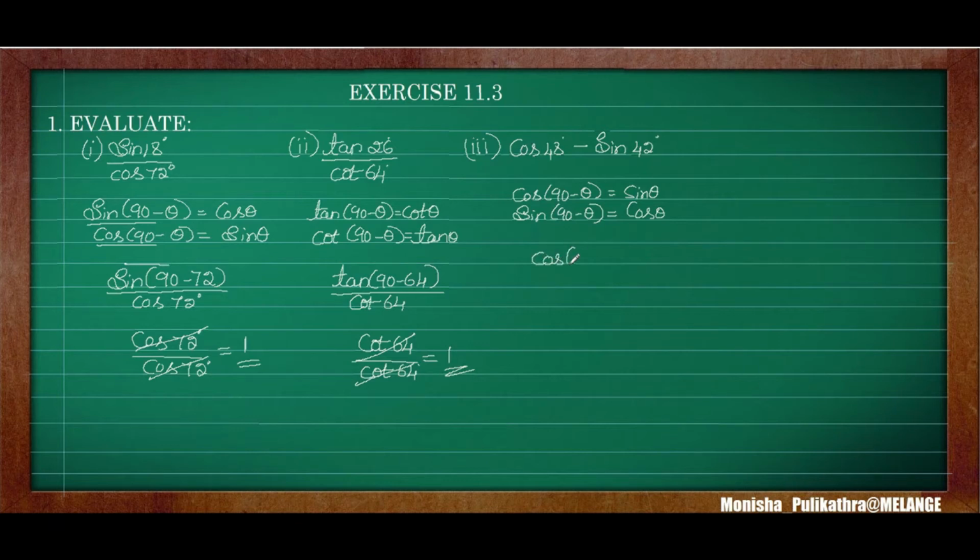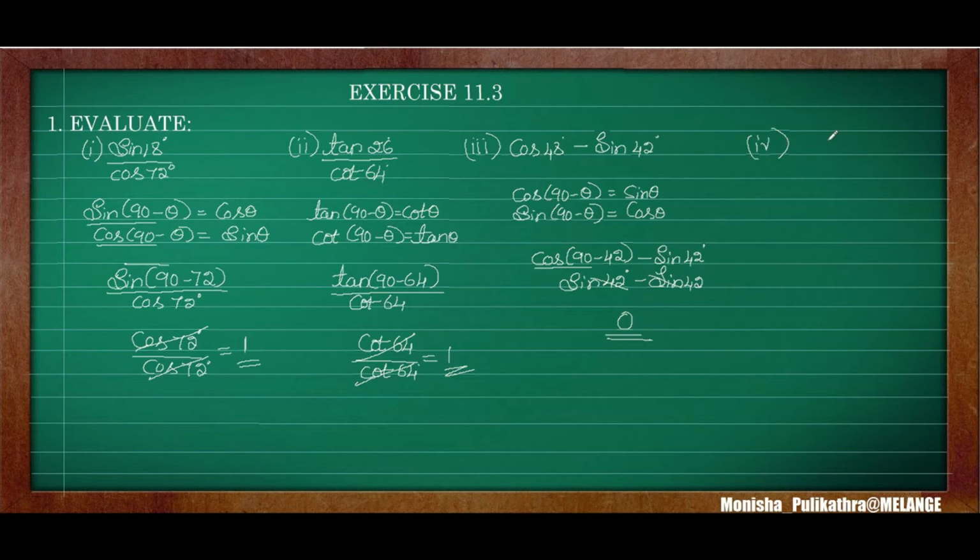So first, cos, instead of 48 I will be writing 90 minus 42. Okay, so 90 minus 42 is 48. So only 48 you have to change. So minus sin 42. Next, when 90 comes along with this cos, it becomes a complementary angle. So cos 90 minus 42 becomes sin 42. So sin 42 minus sin 42 is 0. If you divide, the answer will be 1. If you subtract, the answer will be 0.